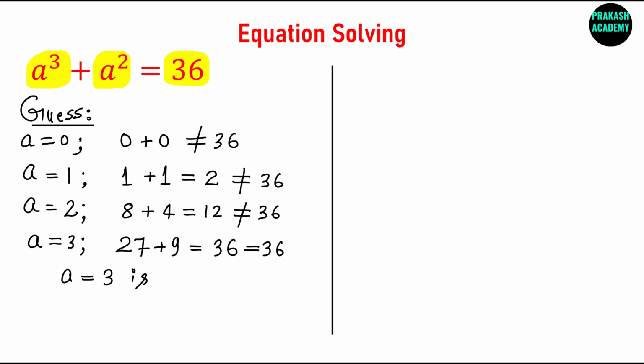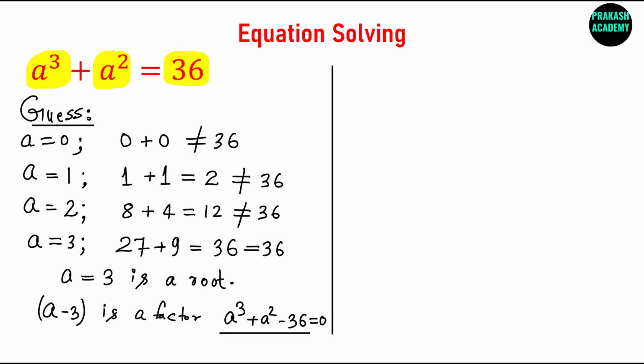So a minus 3 will be a factor. So a is equal to 3 is a root. This means now if I apply the factor theorem, I can say a minus 3 is one factor of this expression, that is a cube plus a square minus 36 is equal to 0. So this equation is the same. If you take 36 to the left hand side, you will have a cube plus a square minus 36 is equal to 0.